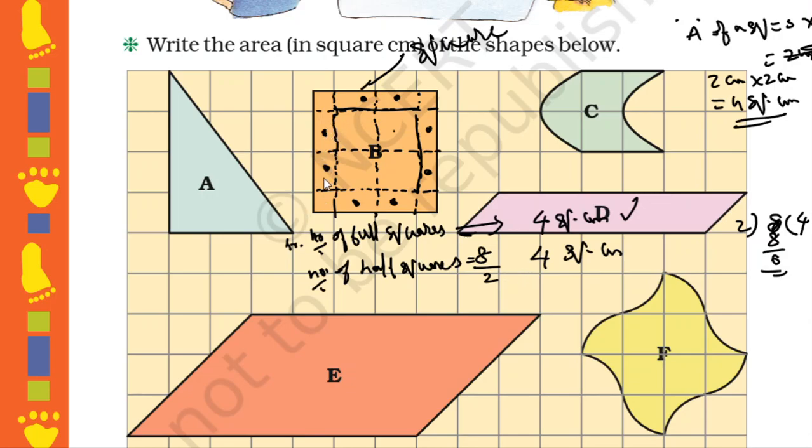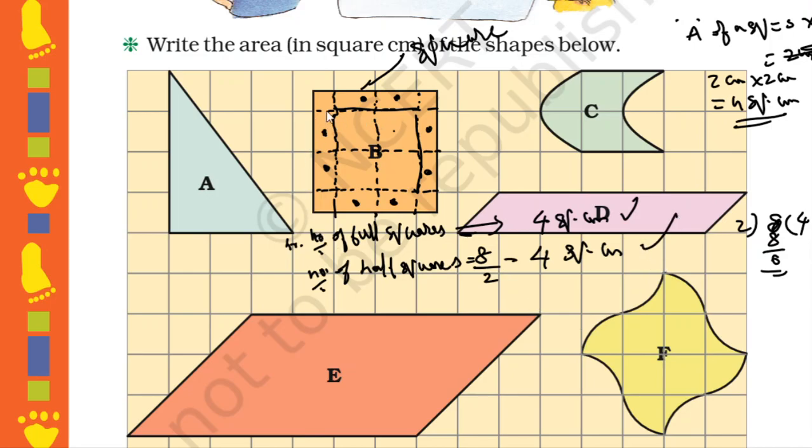Therefore, what is this 4 square centimeters? Tell me. This is the area of the half squares. 1, 2, 3, 4, 5, 6, 7, 8. 8 such half squares are there. So the total area of the 8 half squares is equal to 4 square centimeters.